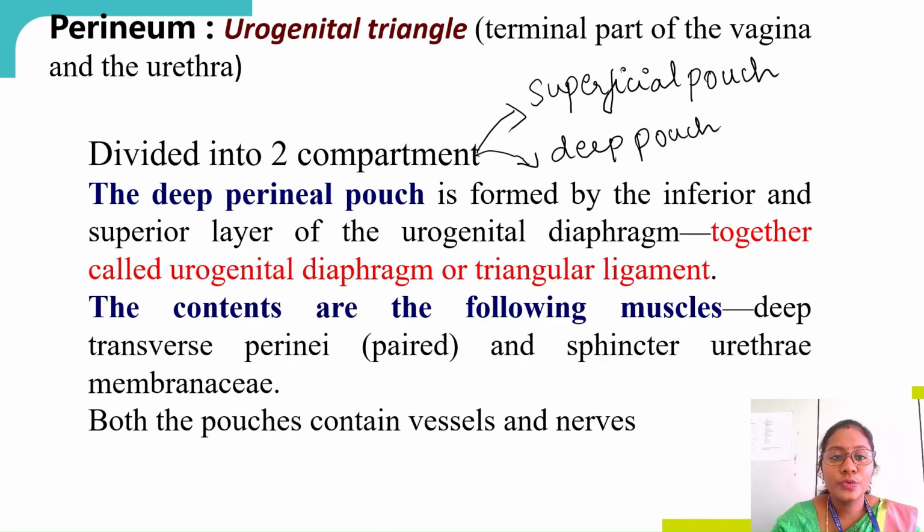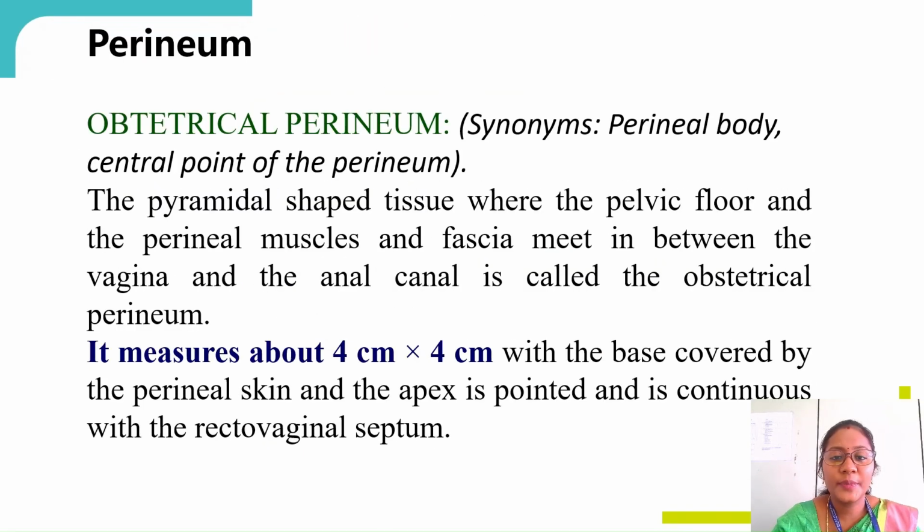So next we are going to discuss the obstetrical perineum. The obstetrical perineum is also known as the perineal body and the central part of the perineum. We already discussed the shape of the perineum, which is pyramidal. In this region the pelvic floor, the perineal muscles and the fascia, these three, meet together between the vagina and the anal canal.